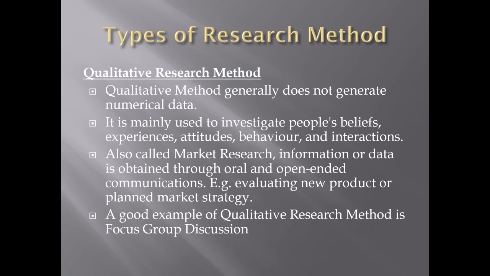Now, what are the major research methodologies? There are two main types: the qualitative research method and the quantitative research method. Briefly, the qualitative method generally does not generate numerical data. It is more of a relationship between variables that you can only describe either verbally or in writing without having to tinker with numbers. It is mainly used to investigate people's beliefs, experiences, attitudes, behaviors, and interactions.